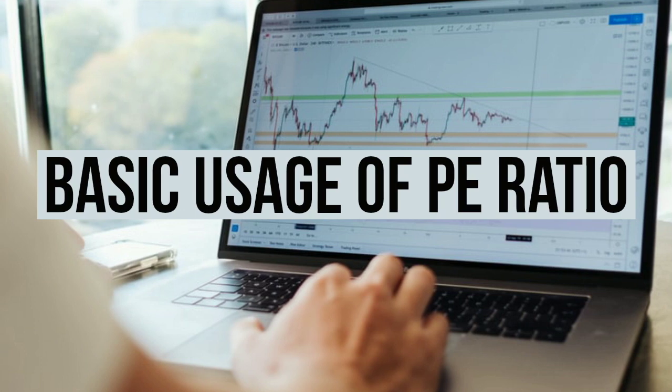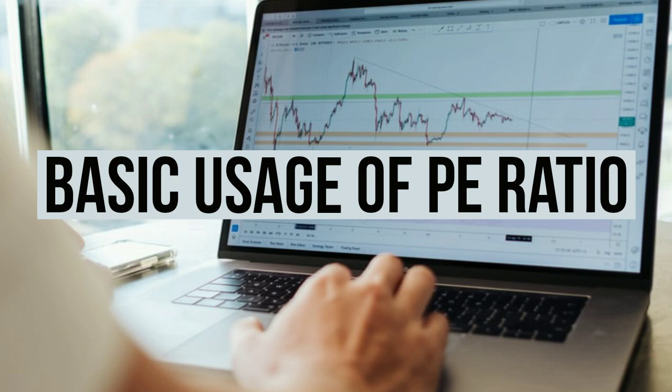Basic usage of price to earning ratio. Number 1. Compare with its historical average. This is the best possible usage of PE ratio. You can compare a stock's PE with its last 3 years or 5 years historical PE. If you find a fundamentally strong stock is trading much below its historical average, then it might be a worthy investment.